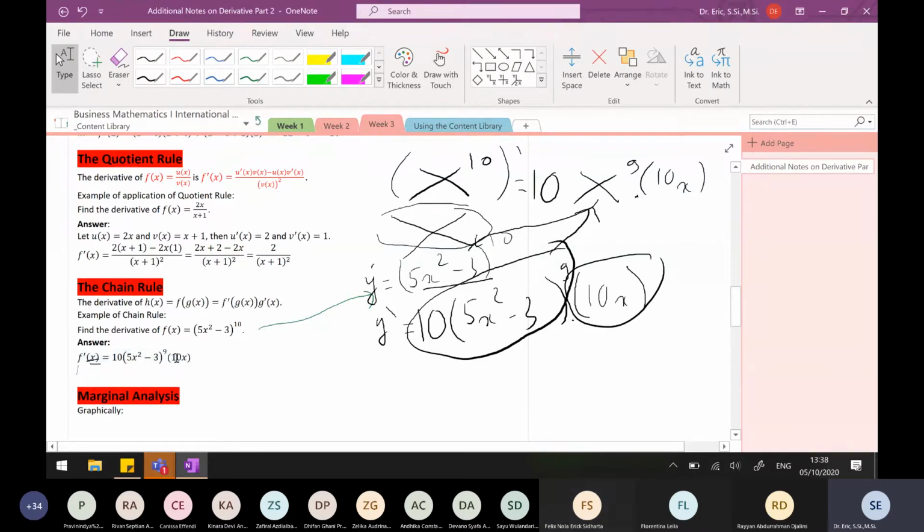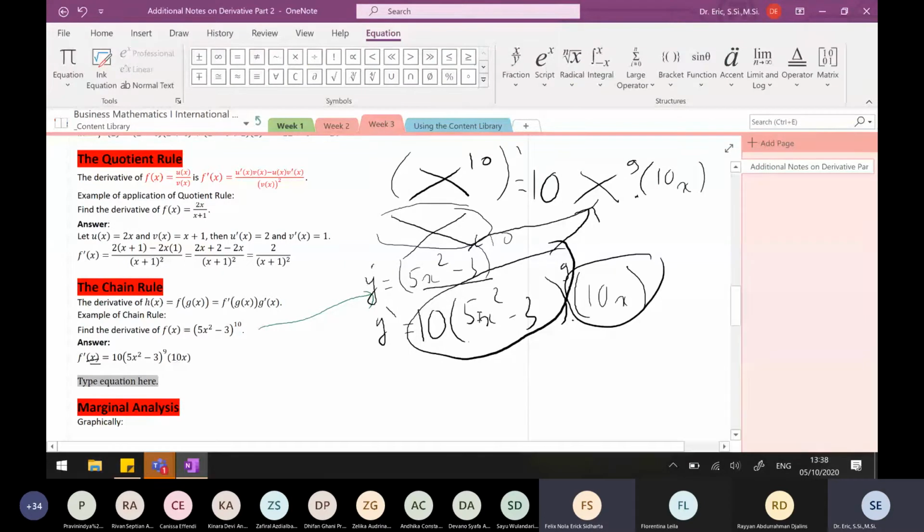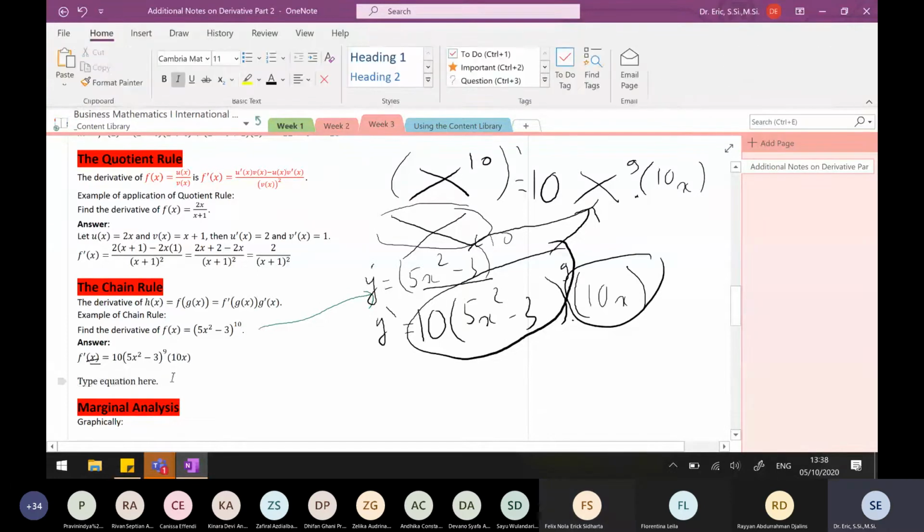Once again. So the capital X is which one? The little x is the 5x squared, sir. Yes, this is the little x. The capital X is this one: 5x squared minus 3. Okay. Your name? Felix, sir. Okay, Felix.